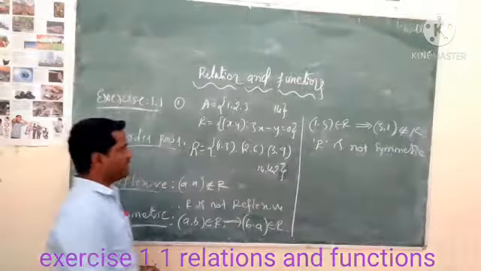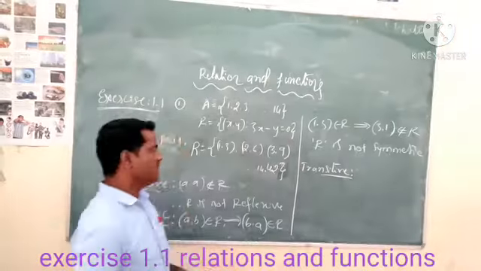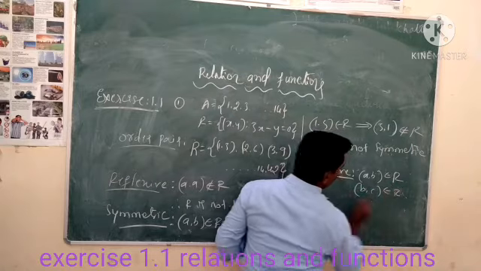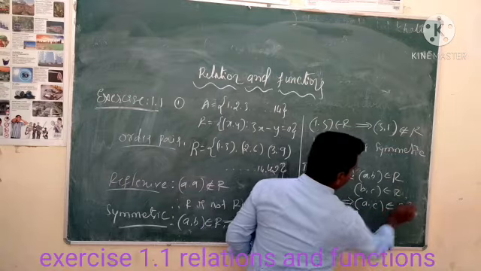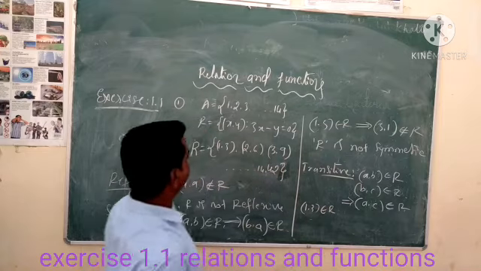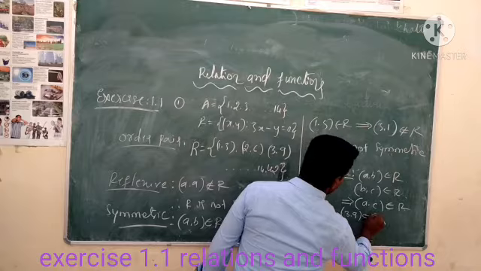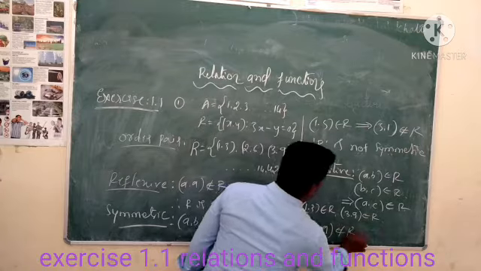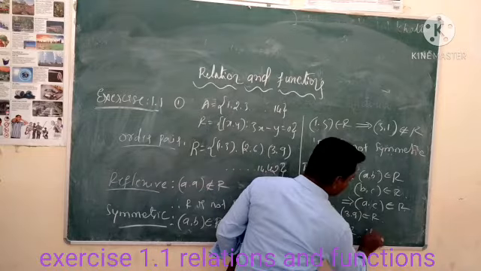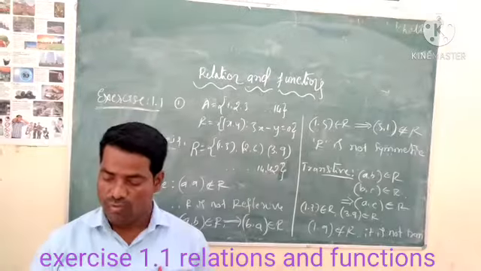Now lastly, the transitive condition. We know that the condition of transitive is (a, b) belongs to R and (b, c) belongs to R implies (a, c) belongs to R. Here (1, 3) belongs to R. Then (3, 9) belongs to R, but (1, 9) does not belong to R. Therefore it is not transitive.